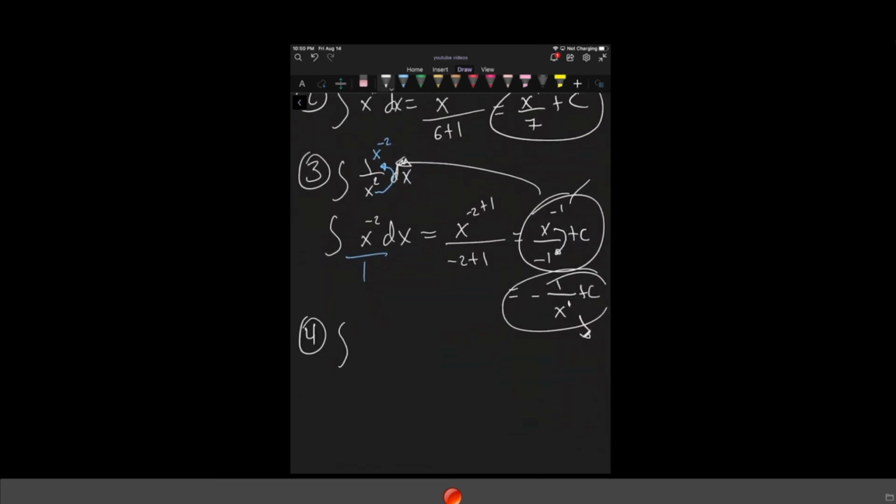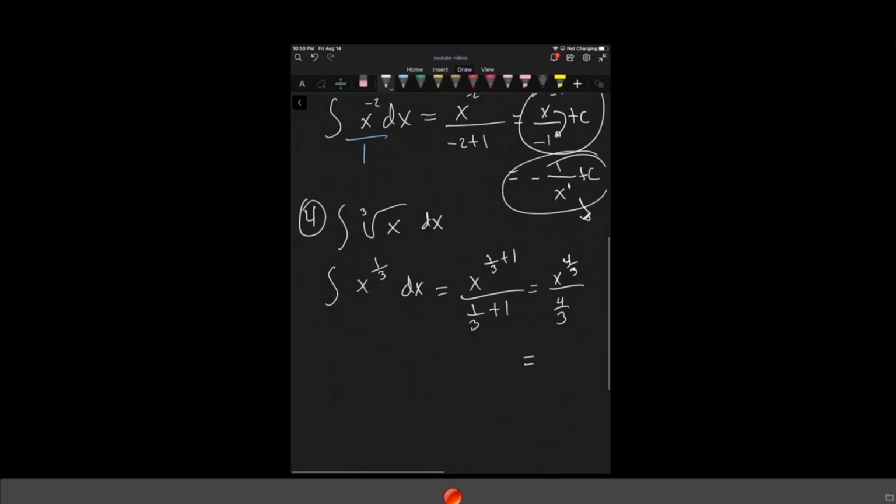Let's do the integral of the cube root of x dx. This is another example where it's always better to rewrite it as x raised to the 1/3 power. It's so much easier to apply the reverse power rule, same thing. We add 1 to the power and then we divide by the power plus 1, which is going to be x raised to the 4/3 over 4/3.